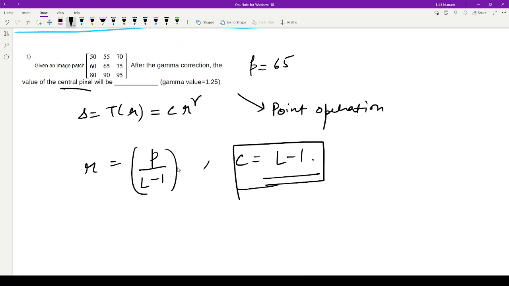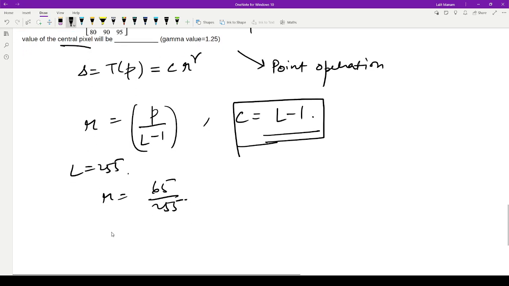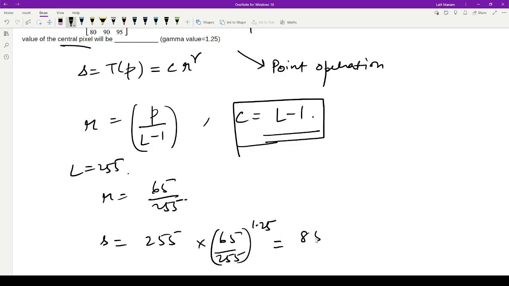Okay. So now, if you take L as 255, which is the general image, the value of R is what? P is 65, so this is 65 upon 255. So your S will be 255 into 65 upon 255, all to the power of the gamma value, 1.25. If you solve it, it turns out to be 85. That's the answer.